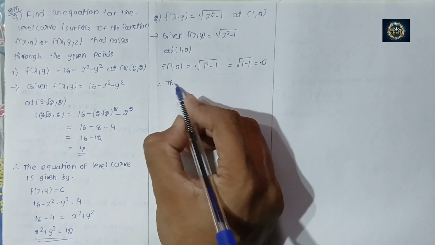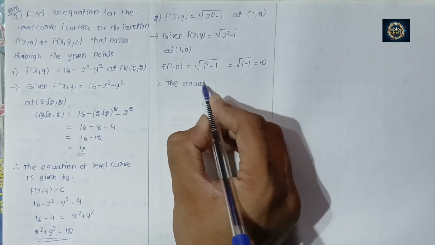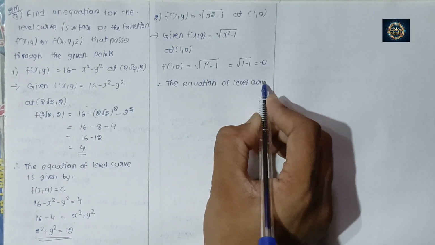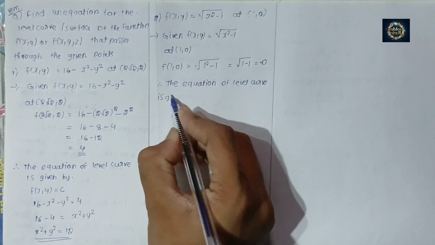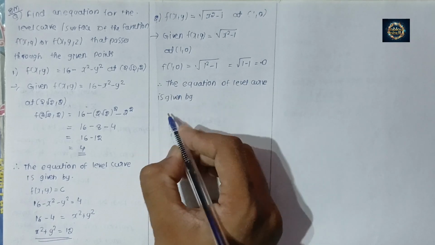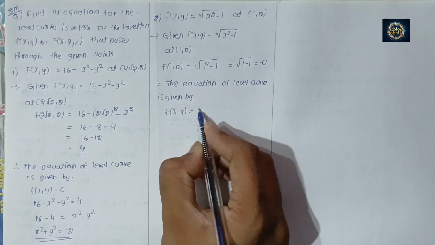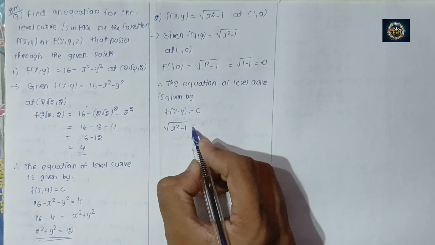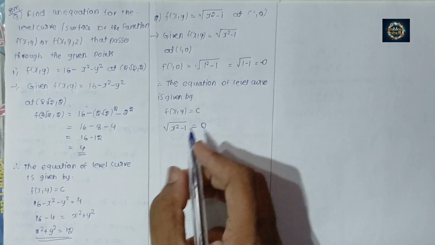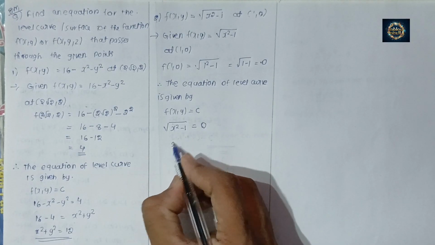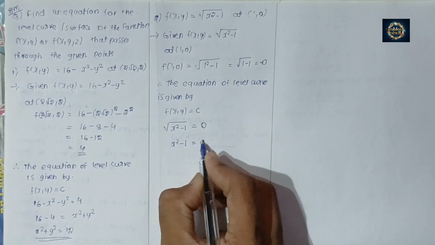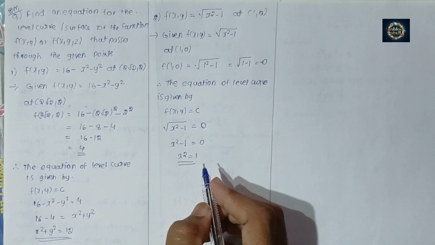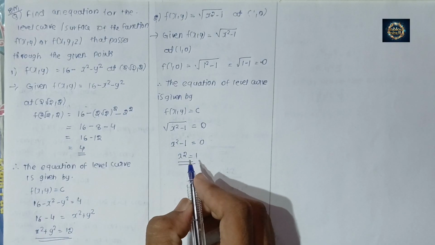Therefore the equation of level curve is given by f of x comma y which is equal to c. Here f of x comma y is square root of x square minus y. Here c is 1, so we can square, that is x square minus y is 1. You can stop here also.